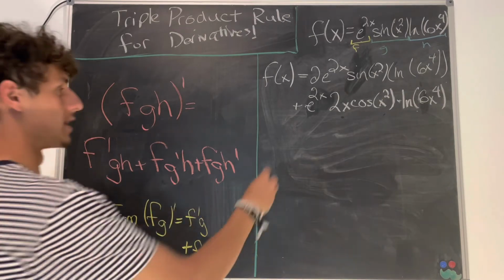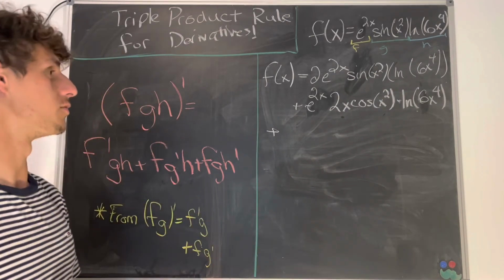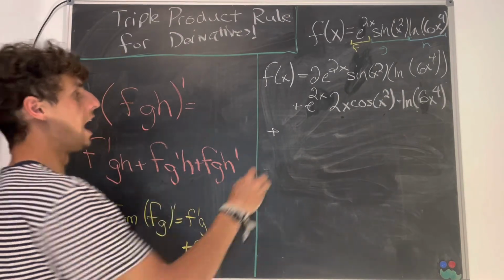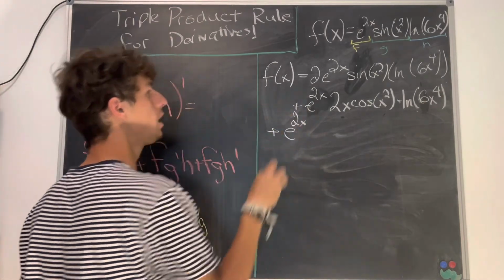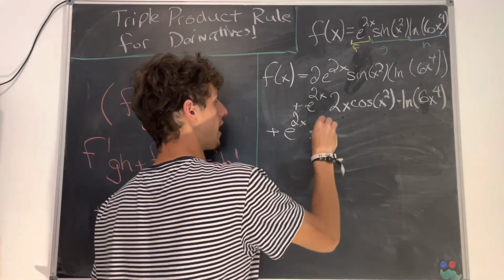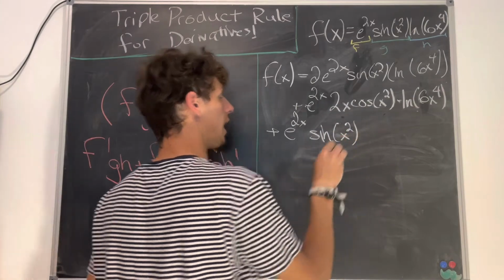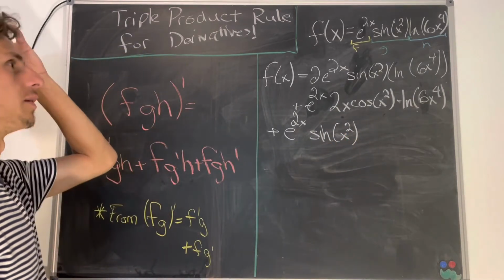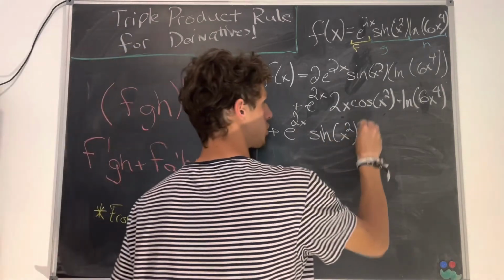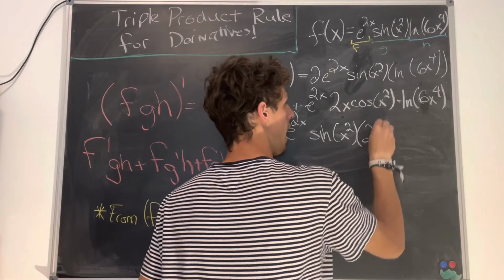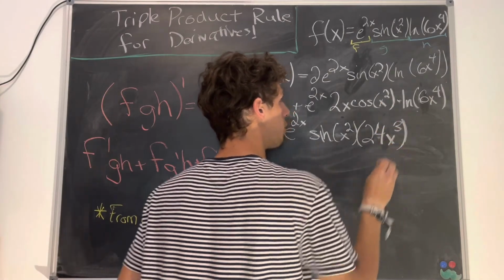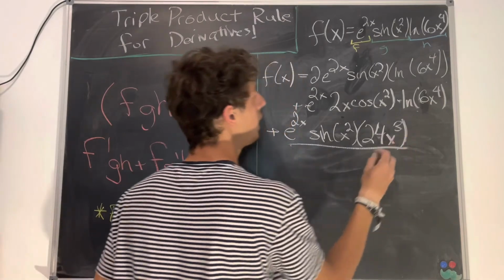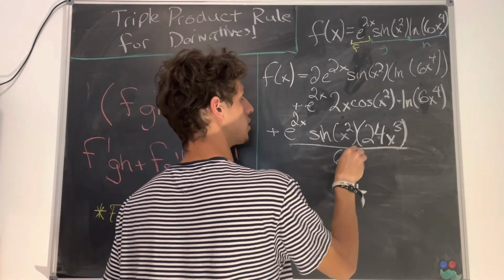And now we need to add this last part where we have f times g times h prime. F is e to the 2x. G is sine of x squared. And now we need to take the derivative of this part in blue, which is just going to be 24 times x to the 3rd all over 6 times x to the 4th.